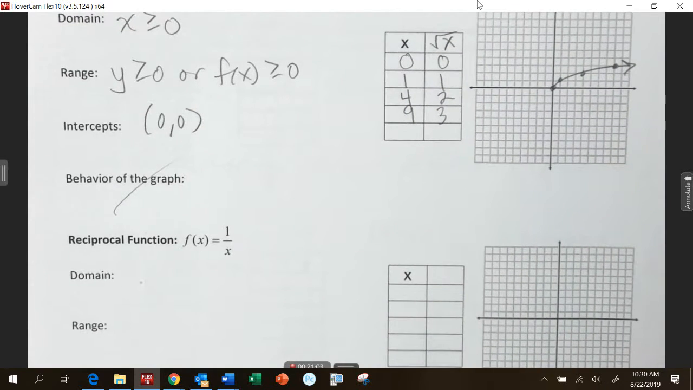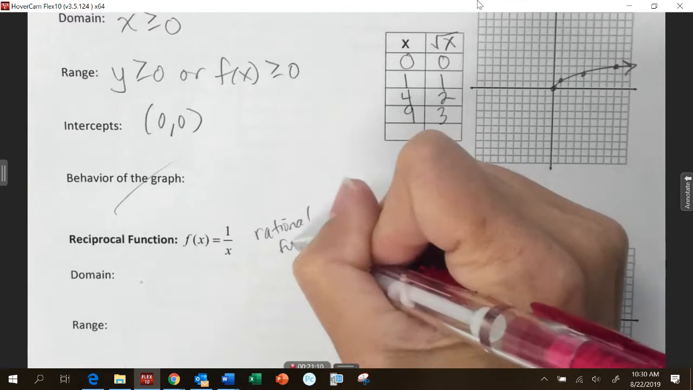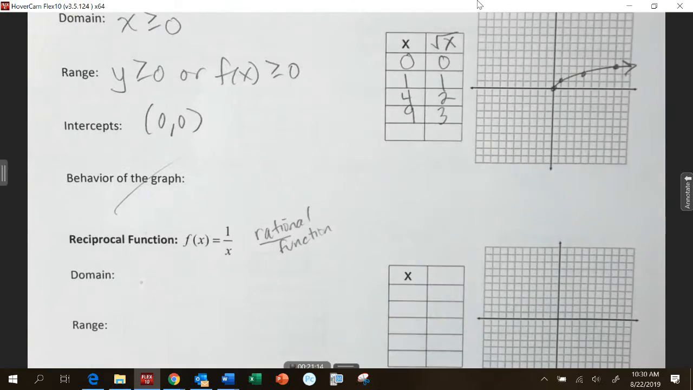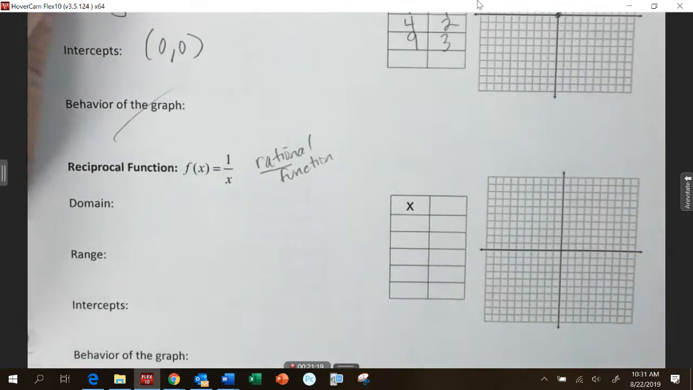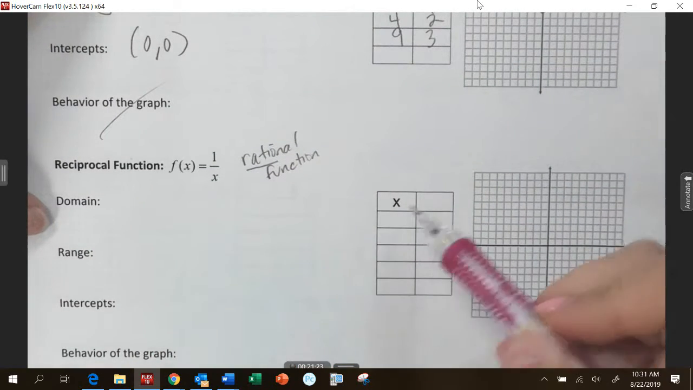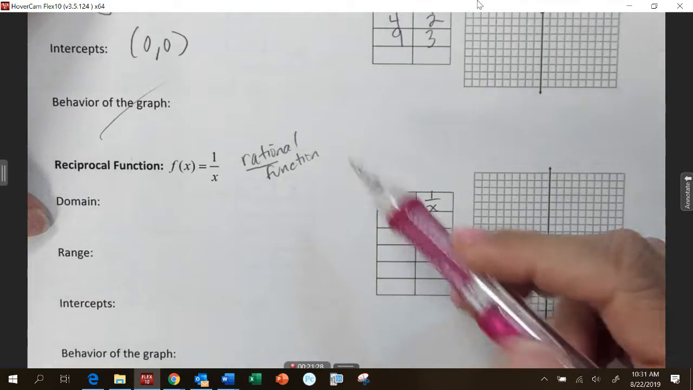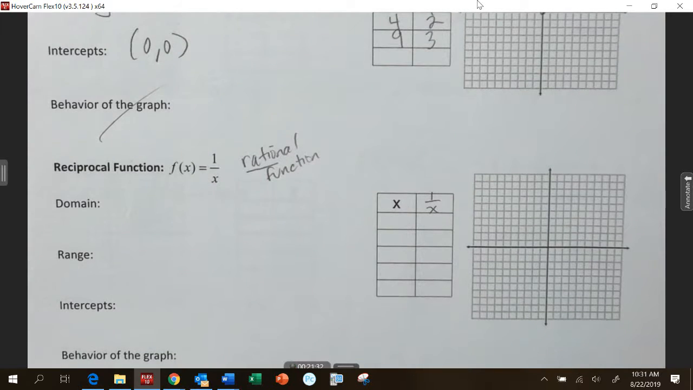The next one I called reciprocal function. You may have seen them as rational functions, which has the word ratio in it because it's a fraction. We're not going to do a ton of this yet. We're just going to do a little bit of it and then do more of it towards the end of the year. What numbers would I want to put in, because I'm going to have to do 1 over that number? What would be good numbers to put in?